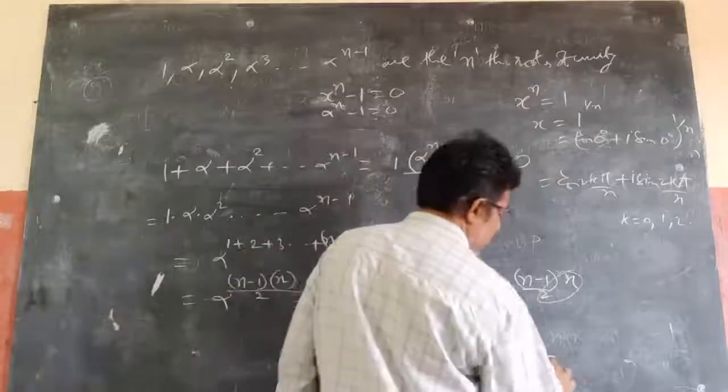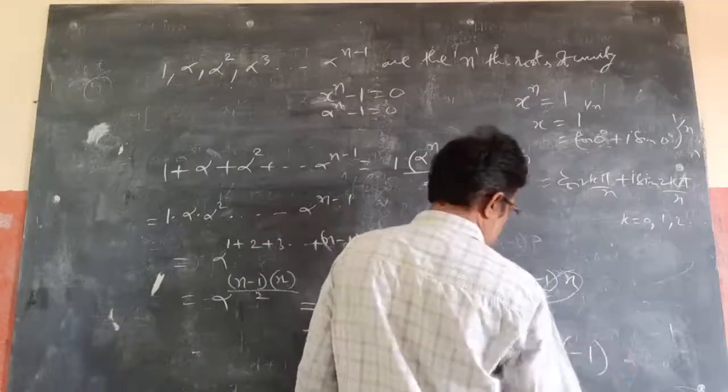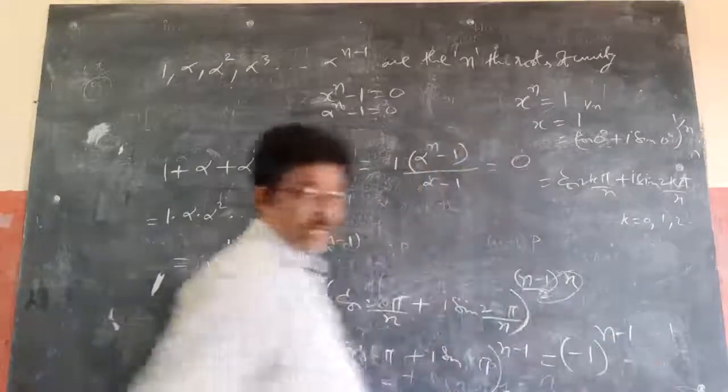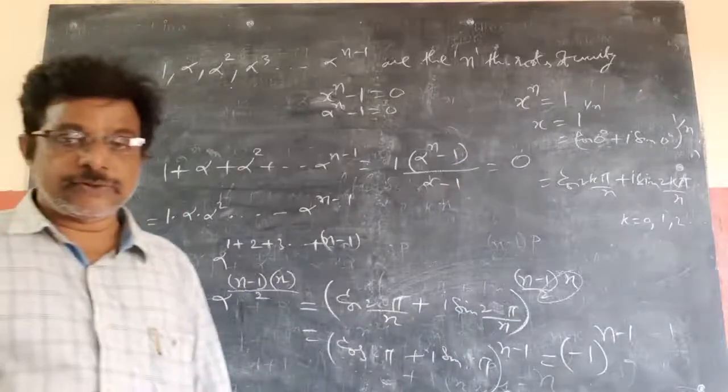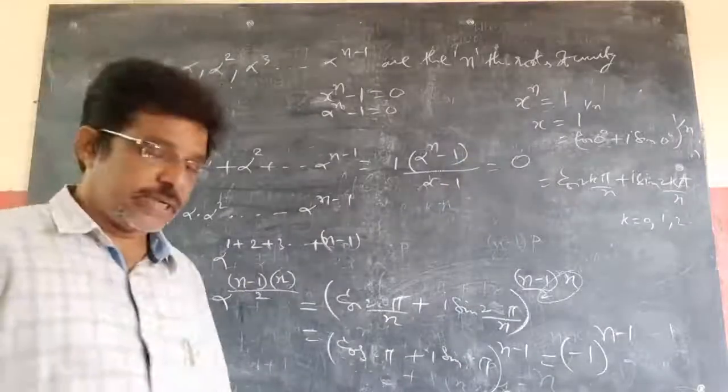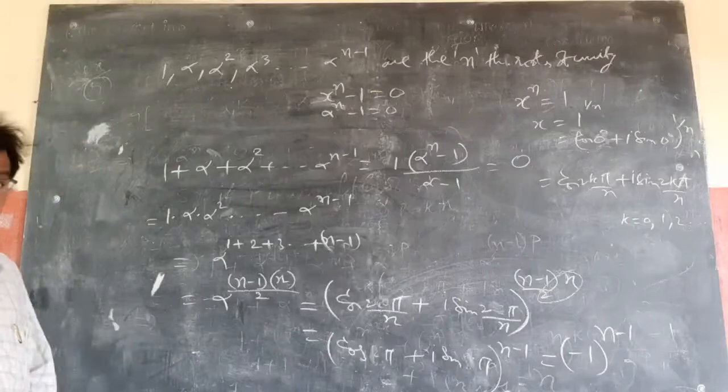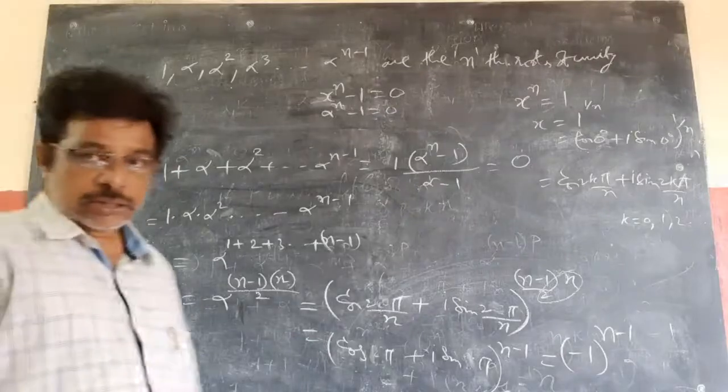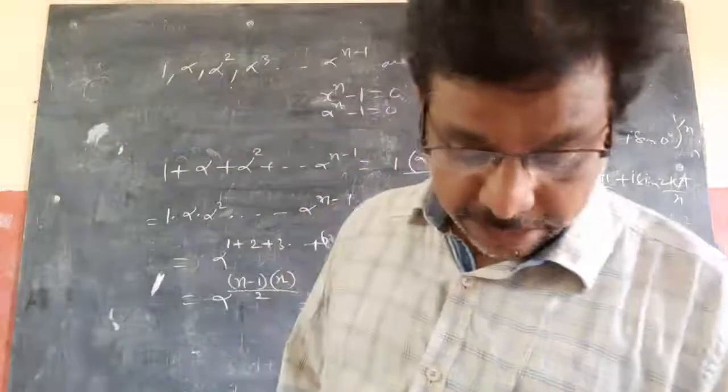What is cos pi? Minus 1, plus sin pi is 0. So (minus 1) whole power n minus 1. So product of roots is (minus 1) whole power n minus 1. Sum of the roots is always 0. Always 0. Next.